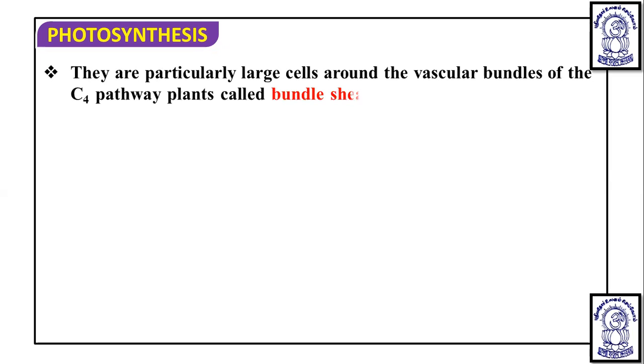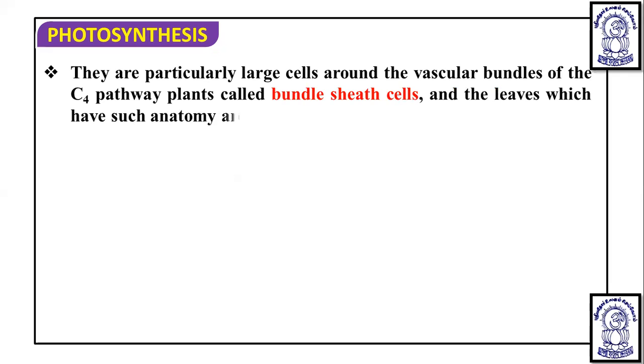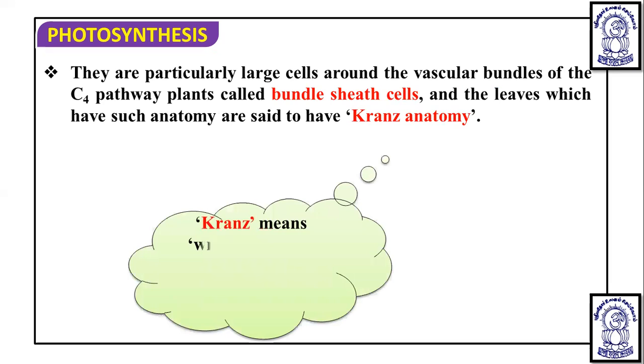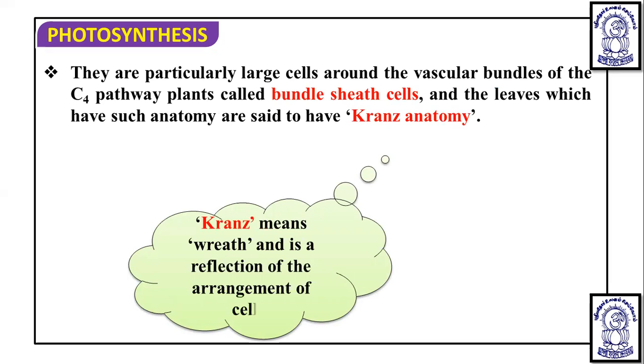In Kranz anatomy, there are particularly large cells around the vascular bundle of the C4 plant, called bundle sheath cells, and leaves which have such anatomy are said to have Kranz anatomy. Kranz means a wreath. Wreath is a reflection of the arrangement of cells: if one set of cells covers the other in a circular manner, we call it a wreath, meaning wrapping.